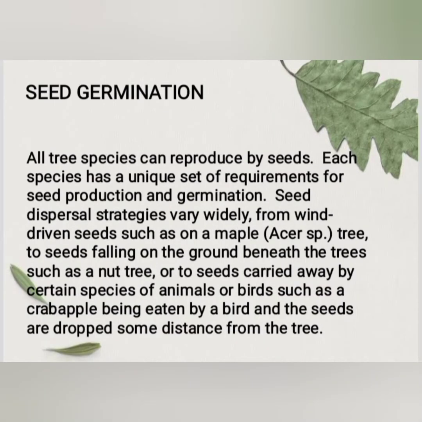So, all three species can reproduce by seeds. Each species has a unique set of requirements for seed production and germination. Seed dispersal strategies vary widely, from wind-driven seeds such as maple trees, to seeds falling directly beneath the trees such as nut trees, or to seeds carried away by certain species of animals or birds, such as crabapple being eaten by a bird and the seeds dropped some distance from the tree.